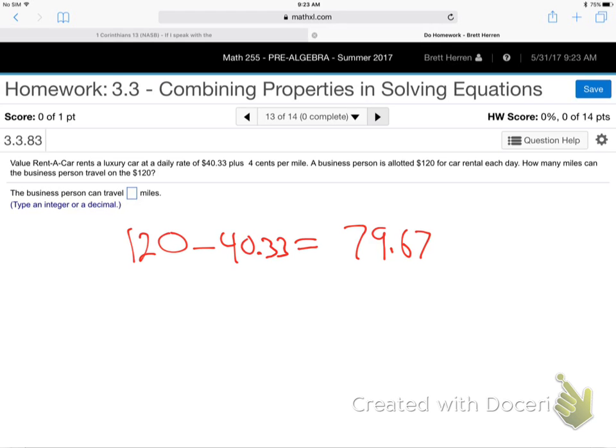So then the 79.67 is what they pay in miles. So what do I do with that now? Divide by 4 cents. Yeah, so what do I divide by exactly? 0.04. 04 is how you do 4 cents. 0.4 would be 40 cents, wouldn't it, really? Does that make sense? So you divide by 0.04, right? Because that represents 4 cents. We good with that? And what do we get there?